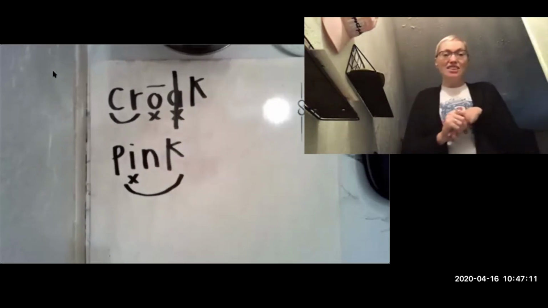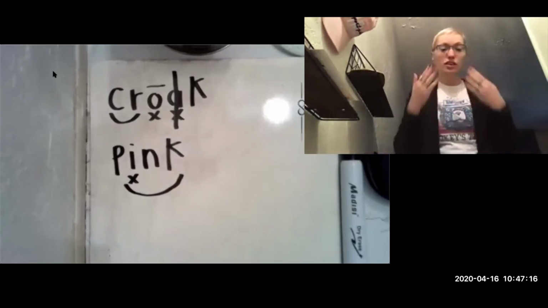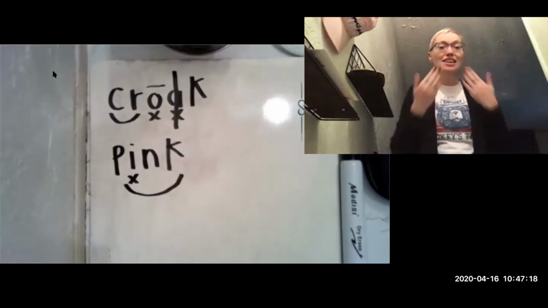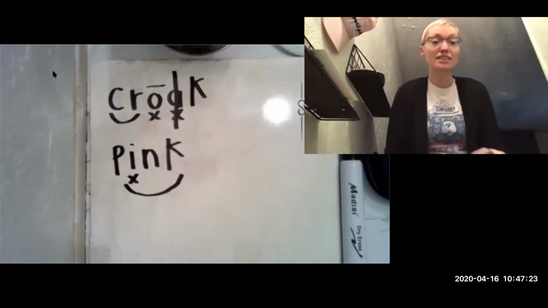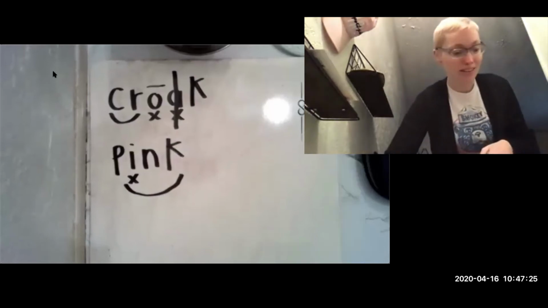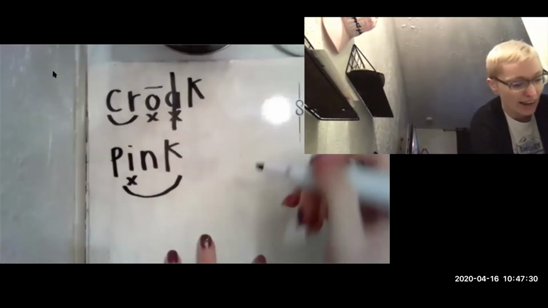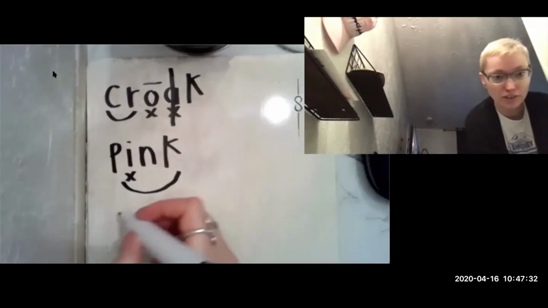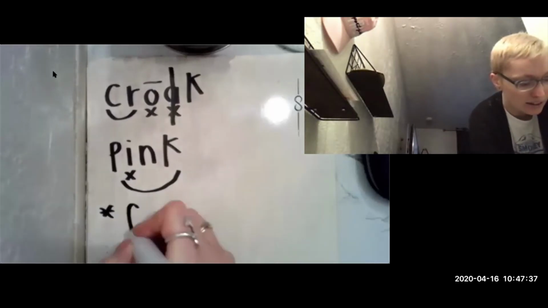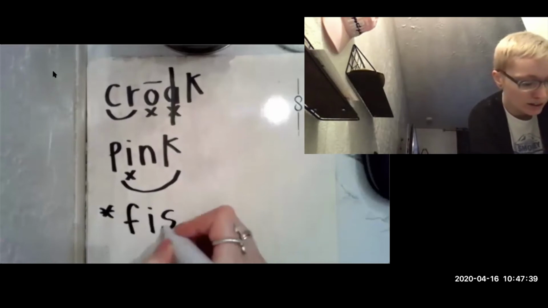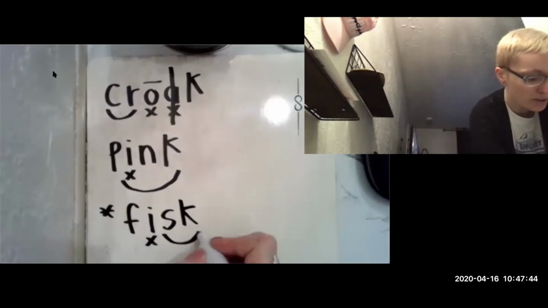All right, the next word that we're going to write is actually a nonsense word. So the nonsense word is fisk, fisk. And because that's a nonsense word, I can't give you a sentence because it doesn't mean anything. So we are going to go ahead and make sure that we have our little asterisk for our nonsense word. And we're going to mark everything we know in this word.